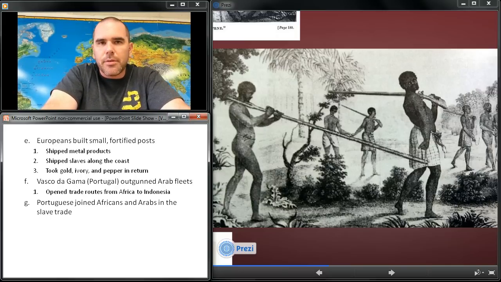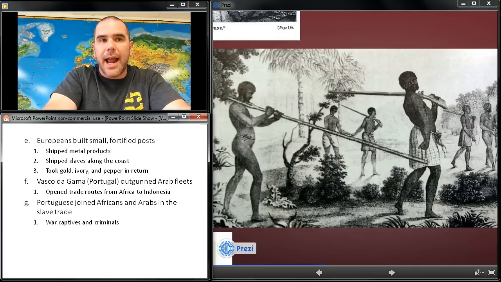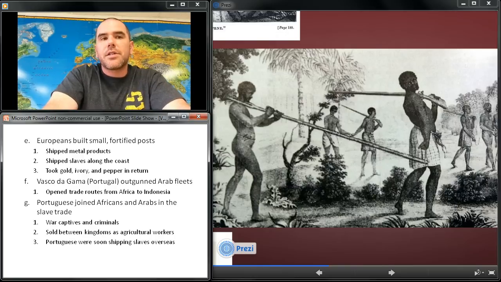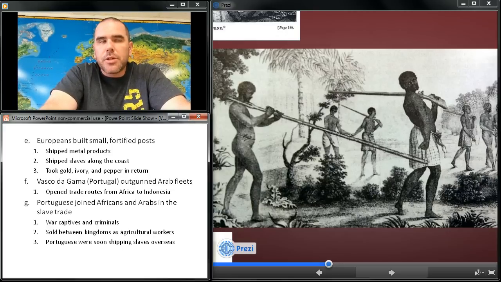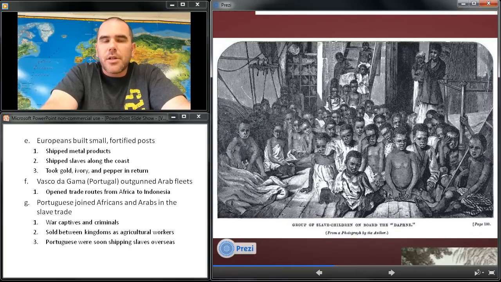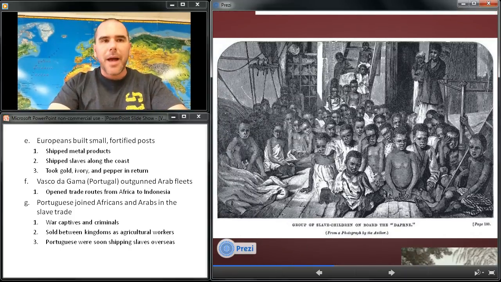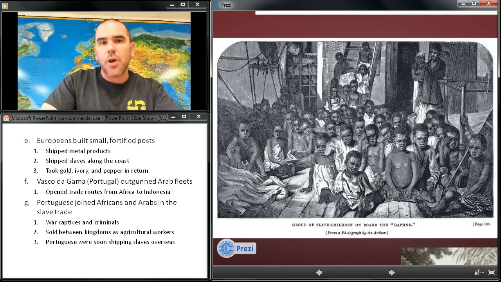Now, bonded labor, slavery, serfdom, and indentured servitude were the norm in most pre-modern societies, and in Africa, this generally took the form of slavery. A small portion of West Africans were trade slaves, mostly war captives and criminals sold from one kingdom to another as agricultural workers. Some African slaves were carried over land in caravans by Arab traders all the way to the Mediterranean region.